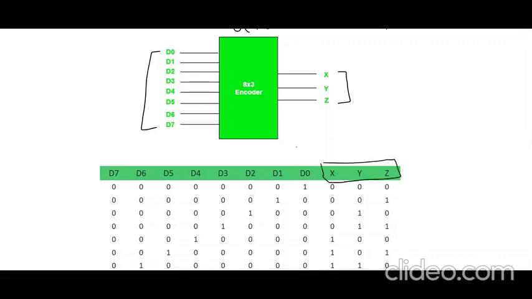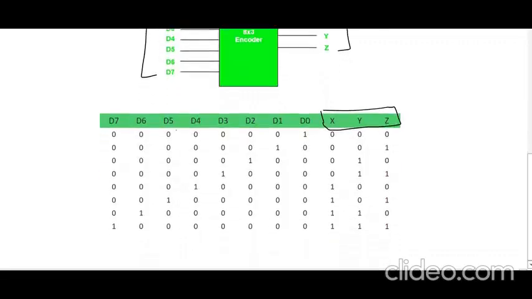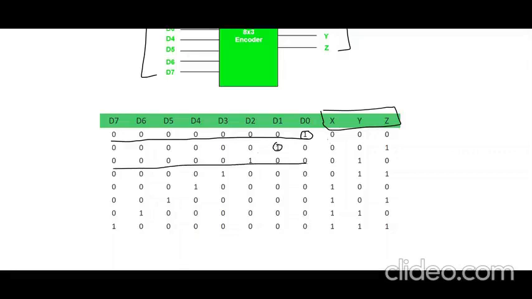As I said, for a simple encoder it is assumed that only one of the inputs is active. So you can see here that only one input is active at a time. My D0 is active over here, my D1 is active over here. And against these digital inputs, I have my outputs.